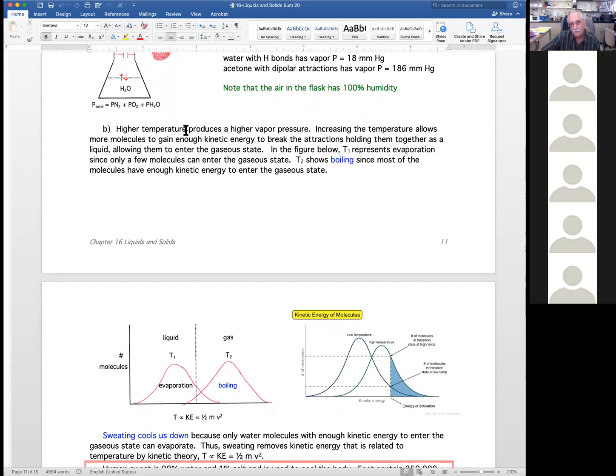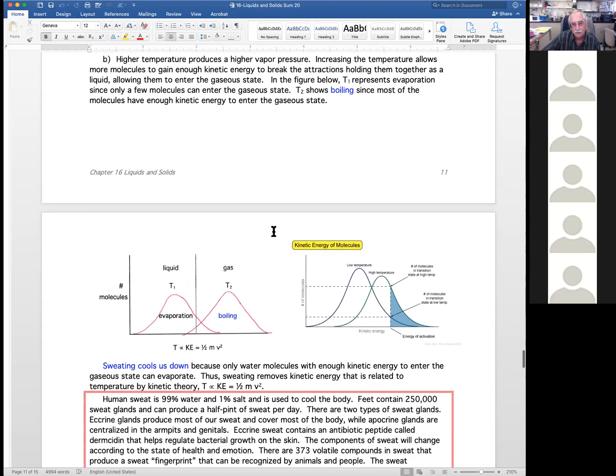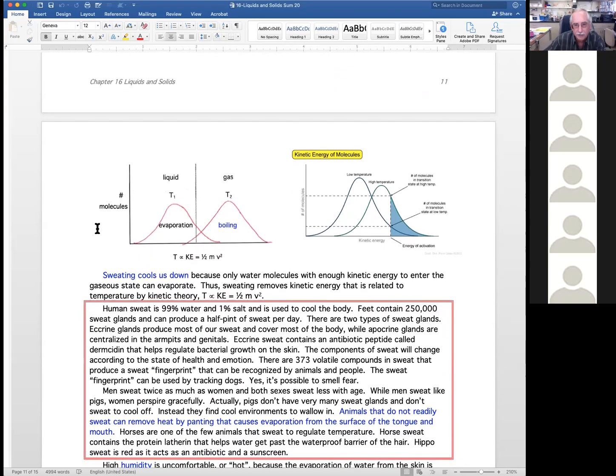Okay, so higher temperature produces higher vapor pressure. I drew this because I couldn't find anything I wanted on the internet. This is the closest thing I could find. But look at what I drew here. Here's the number of molecules. Here's the kinetic energy, or the temperature, right? And here's the transition between a liquid and a gas.